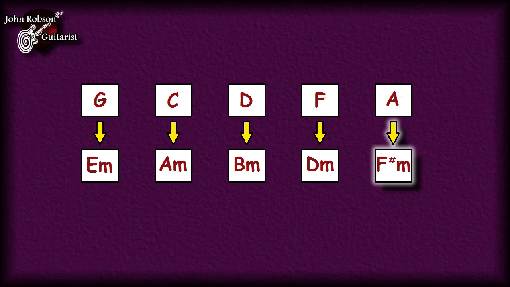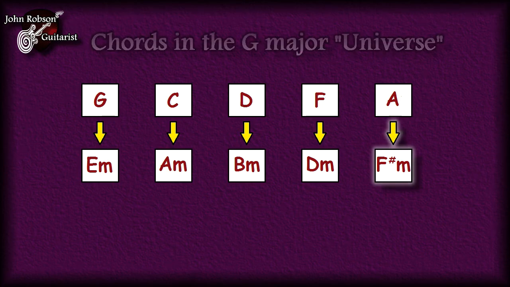And hopefully you can see from this that if you begin with 3 chords that you know will fit together really well, the G, the C and the D, you can extrapolate from that to end up with 10 chords that will fit together really well, as you can see here. I refer to this collection of chords as the G major universe.